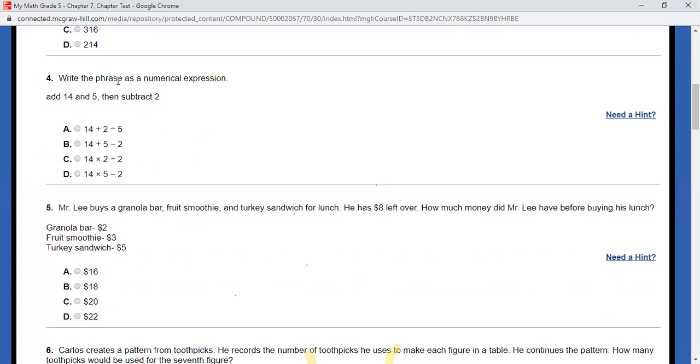Write the phrase as a numerical expression. Add 14 and 5, then subtract 2. So it wants us to turn this word problem into an actual numerical expression. All right, based on what it is saying, how do I do that? Daniel, how do I do that? And you can type your answer, Daniel, if you're too shy to talk.